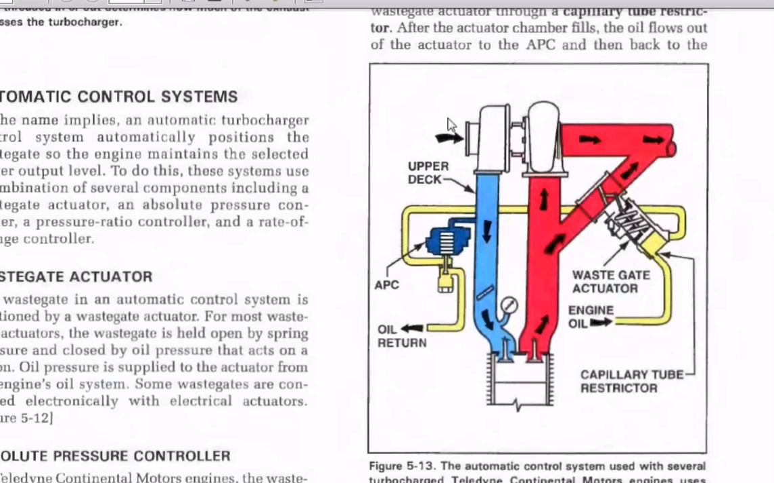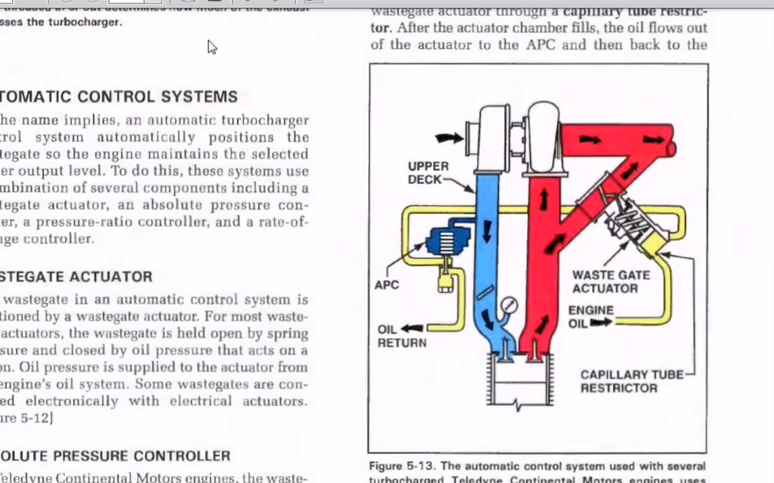So this is being controlled automatically by whom? By this APC. This is absolute pressure controller. And so it is a sensor. It is sensing the pressure of the upper deck. Then this is an evacuated bellow because it is measuring pressure from the absolute. Absolute pressure means it will measure pressure from vacuum. So it is measuring from absolute zero vacuum pressure until at high pressure lah.